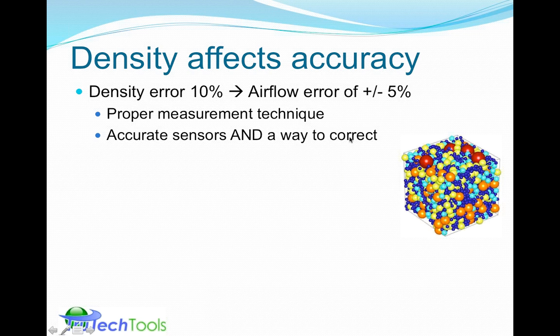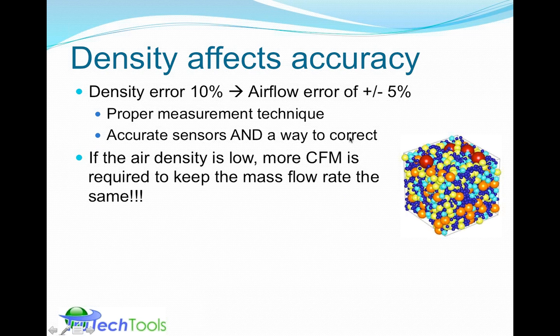Whether or not you use density correction depends upon how close you want to make a measurement. If the air density is low, usually more CFM are required to keep the mass flow rate the same. So if it's the mass of air that's actually absorbing the heat energy or changing temperature in a cooling mode, and you have lower density air, you're going to need more CFM, or more mass flowing through the system.